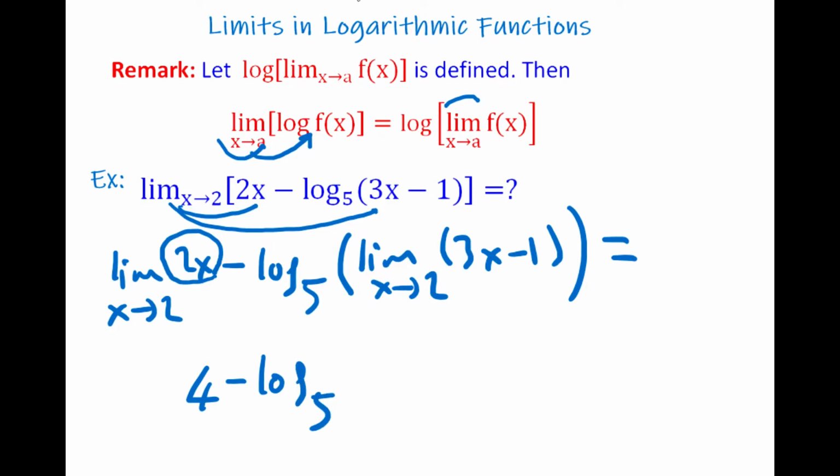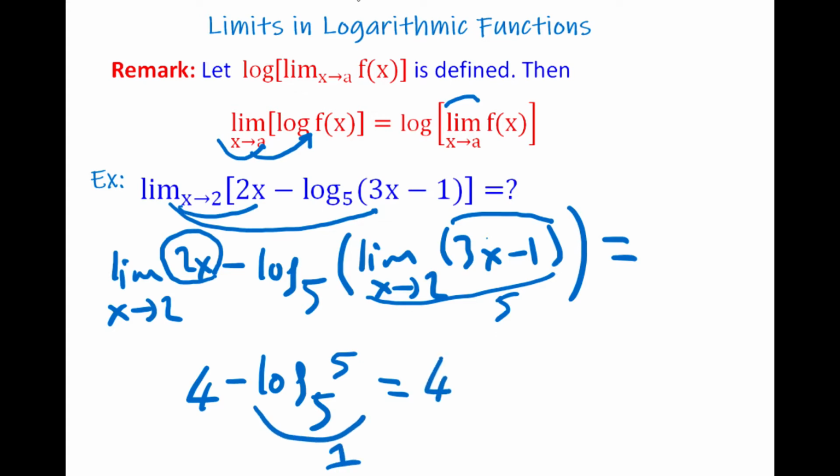Again, we will do the same thing. Just put 2 instead of x and just evaluate this function. So 3 times 2 is 6. 6 minus 1 is 5. So this part is going to be 5, so we're going to have from here just 5. And when those numbers are the same, 5 and 5, then this value is going to be 1. So the result is going to be 4 minus 1, which is 3.